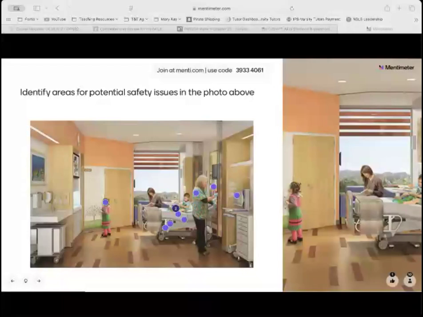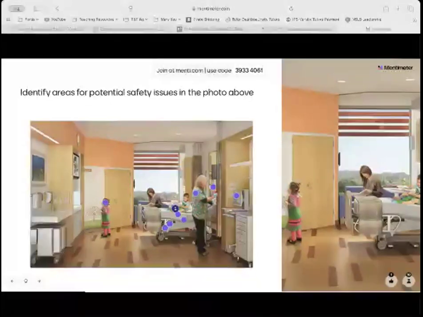Anything else we see in here that could potentially be unsafe? I think we got most of them.